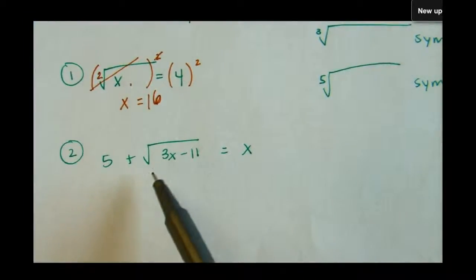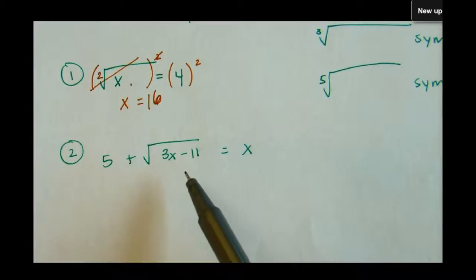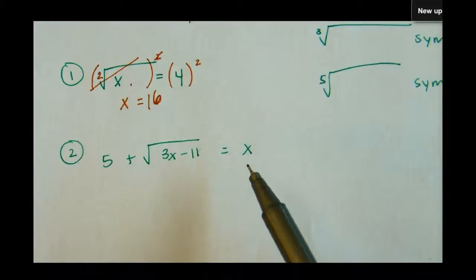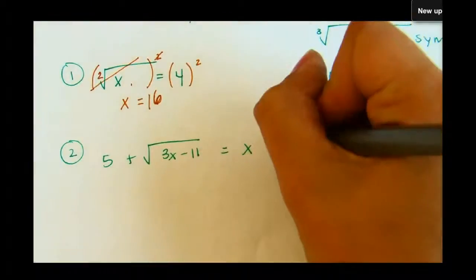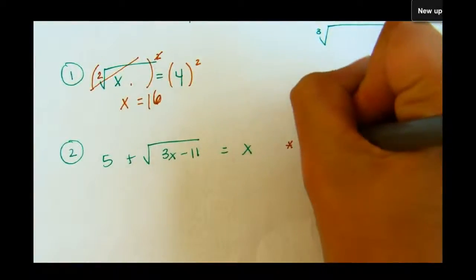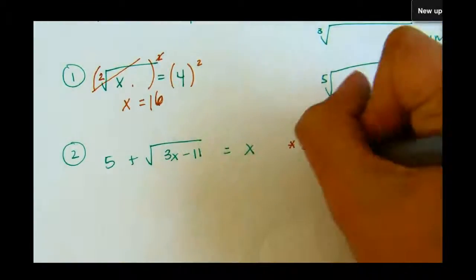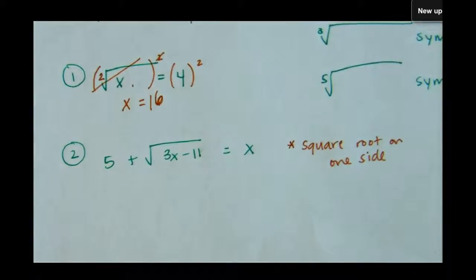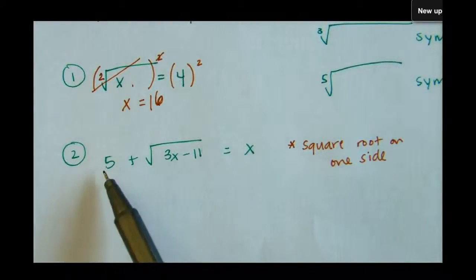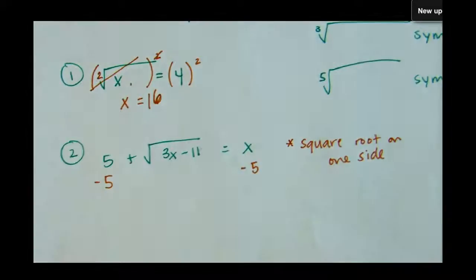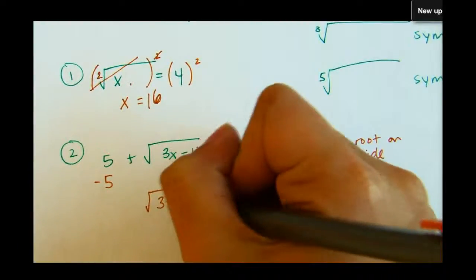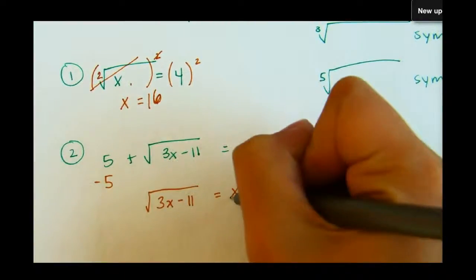So I've got 5 plus the square root of 3x minus 11 equals x. In order to solve these problems, similar to the absolute value equations, I want to get the square root on one side and everything else that's not underneath a square root onto the other side. So I've got this 5 over here, I'm going to need to subtract 5 from both sides so that my square root is by itself. So now I've got the problem, the square root of 3x minus 11 equals x minus 5.